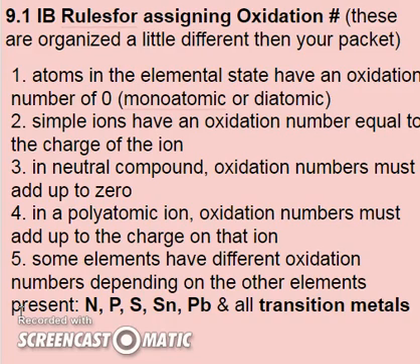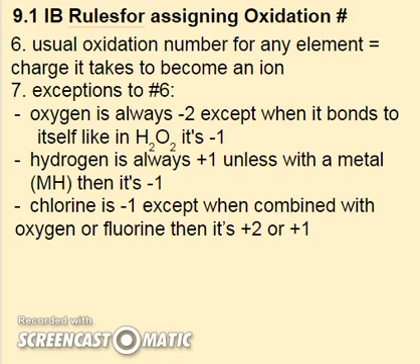And then some elements have different oxidation numbers depending upon the other elements. And again, it's the nonmetals from 7A, 6A, 5A, 4A as you move from right to left, and they become less electronegative, and then the transition metals. So then it's a matter of knowing the priority order for assigning oxidation numbers. The usual oxidation number for any element, the ones that we used when we wrote ionic compounds, will take place unless there's something with a stronger priority ahead of it.